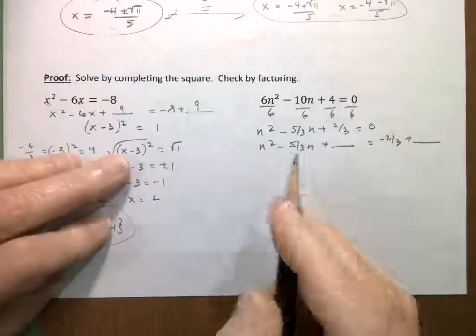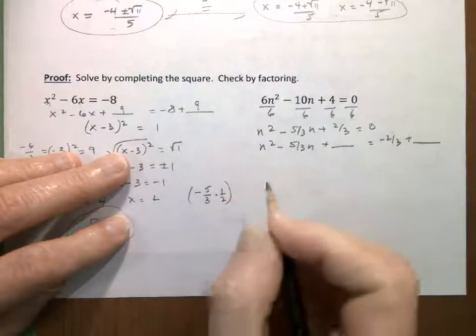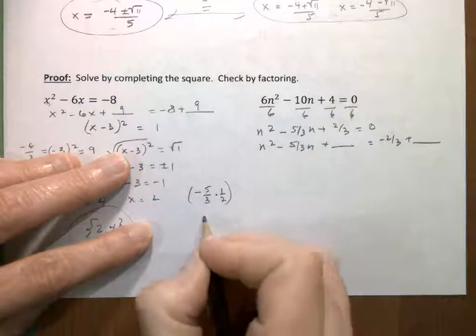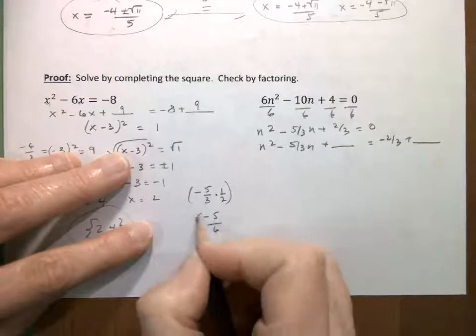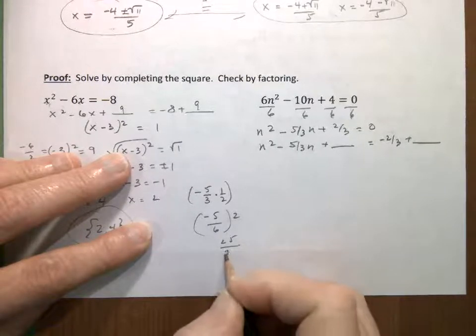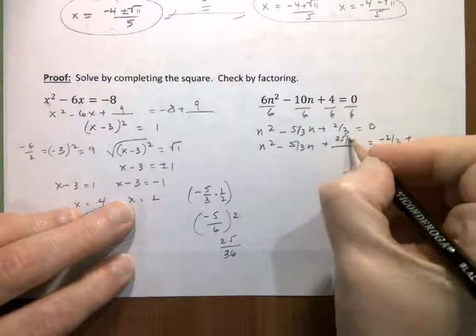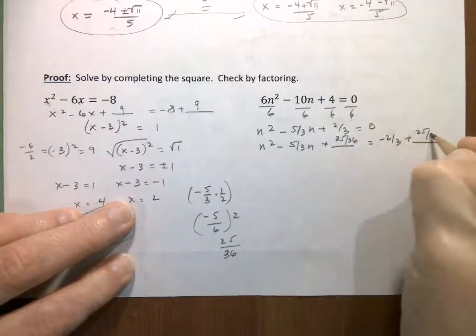So I have negative 5/3 as my b. I'm going to multiply that by 1/2 because that's the same as dividing it by 2. So it gives me negative 5 over 6. And when I square that, I get 25 over 36. Okay, so 25 over 36 is what I'm adding on both sides.